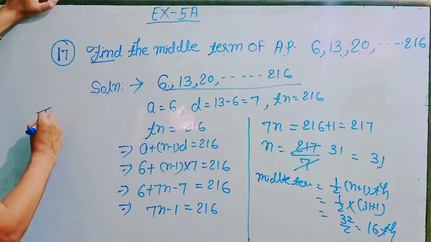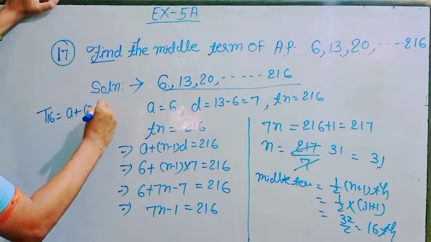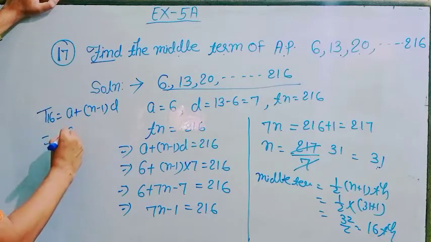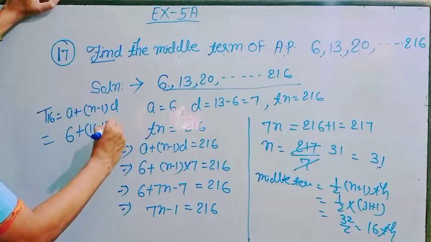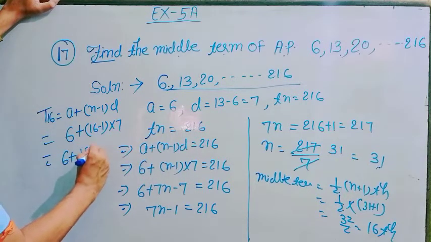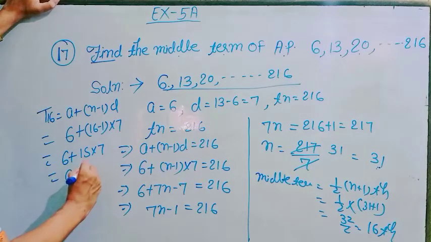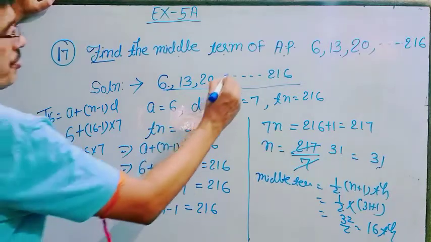So you find the 16th term, and it is equal to A plus n minus 1 into D. What is A? That is 6 plus n is 16 minus 1. What is D? That is 7. So here is 6 plus 15 into 7, and 6 plus 105, that is 111 is the middle term in this AP.